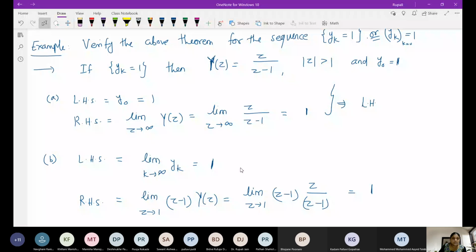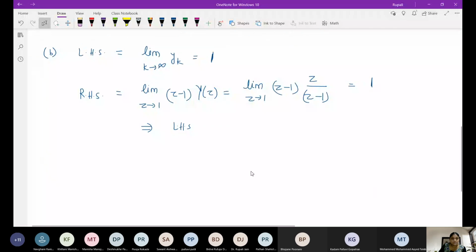So here also this implies LHS is equal to RHS. Is that okay? Yes, ma'am. We'll go to the next theorem.